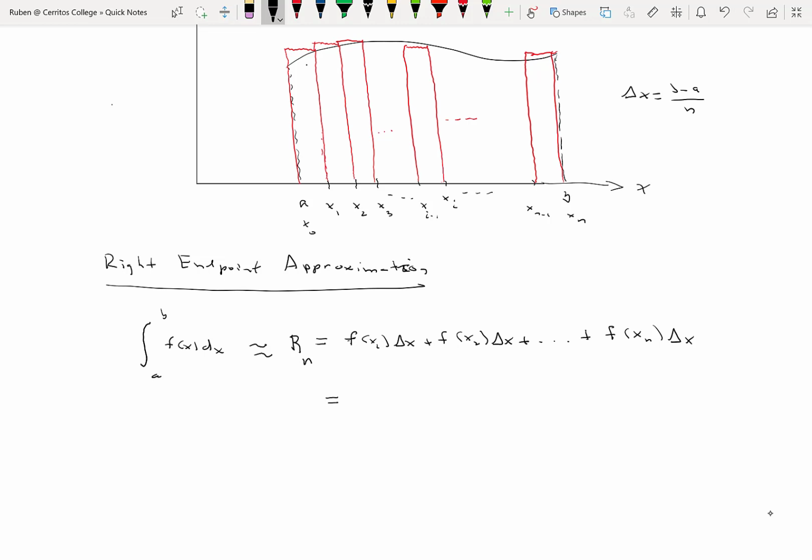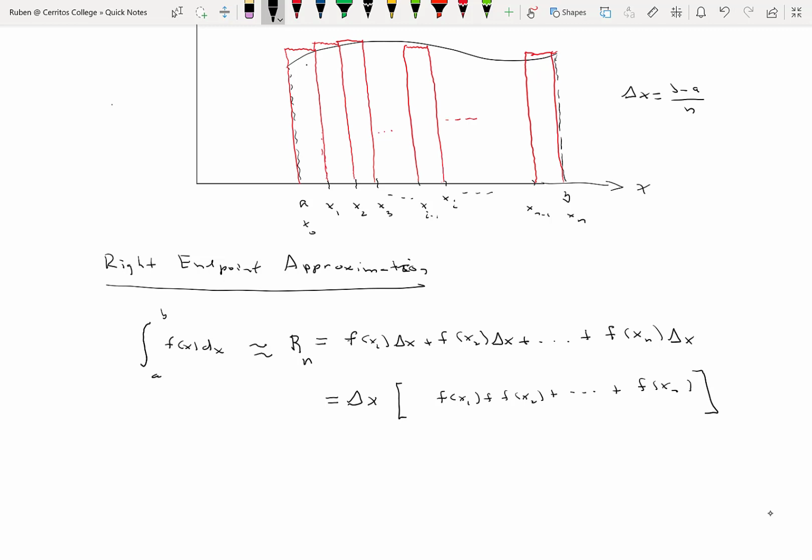Very commonly, though, it's written in a shorter notation, not with the sigma notation. We'll be using sigma notation a lot in the course coming up, but for right now, we can just write the sums out. Notice I can factor a delta x out and write this as delta x times f of x sub 1 plus f of x sub 2 plus all the way up to f of x sub n. And that's our first formula.